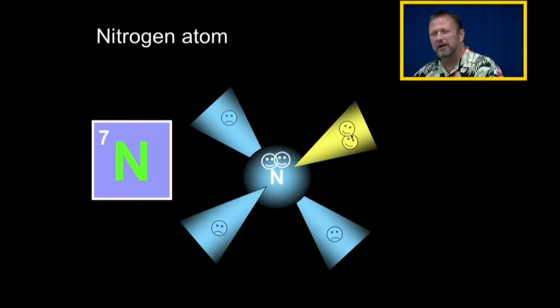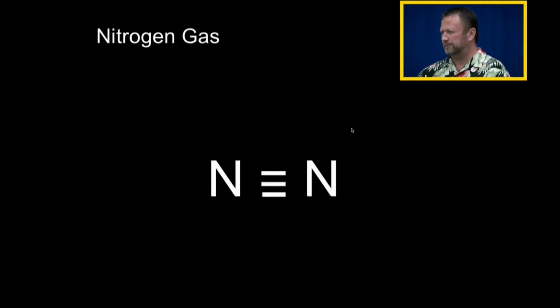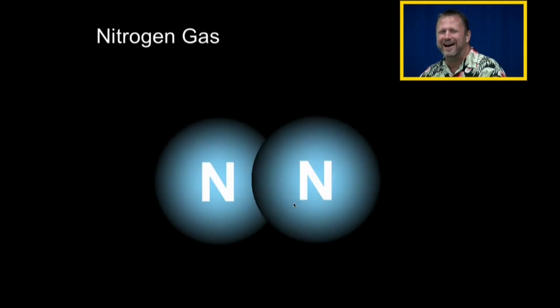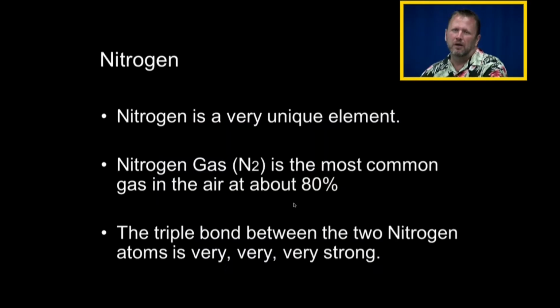It has 1 happy house of electrons. Like nitrogen gas, those 3 lines mean there's triple bonding. Each nitrogen is making 3 covalent bonds with another nitrogen. So there's my nitrogen molecule. Nitrogen is a very unique element. We're going to talk about that.